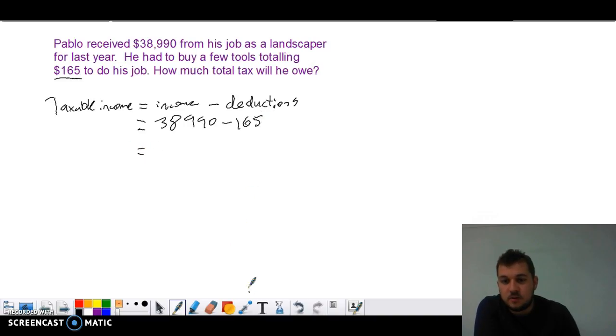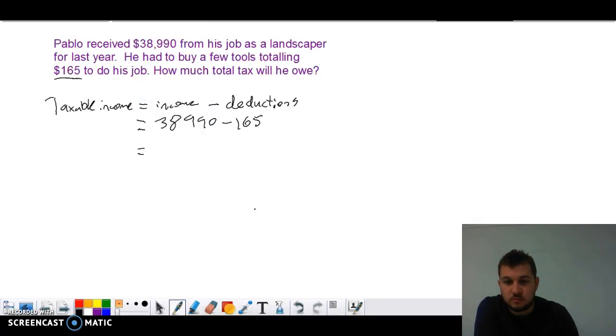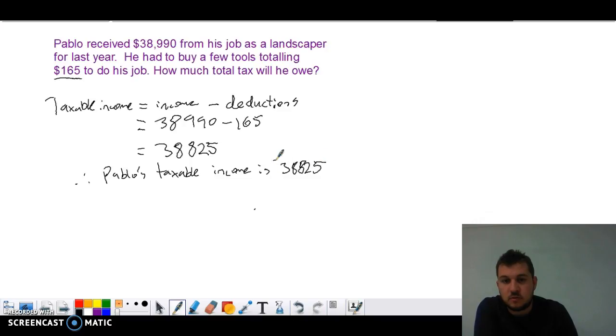If I go with my calculator, 38,990 take 165 is 38,825. Therefore, Pablo's taxable income is 38,825. So now we have his taxable income.